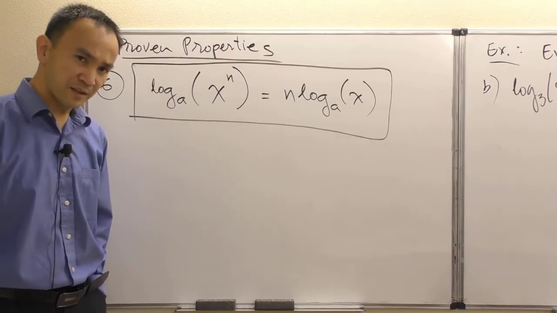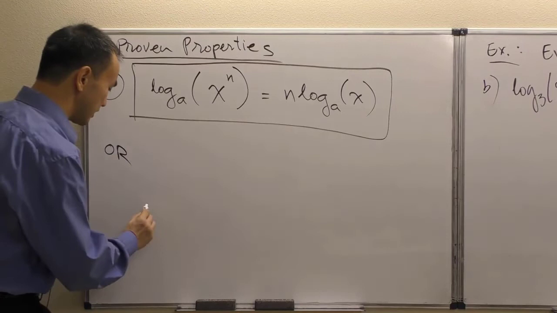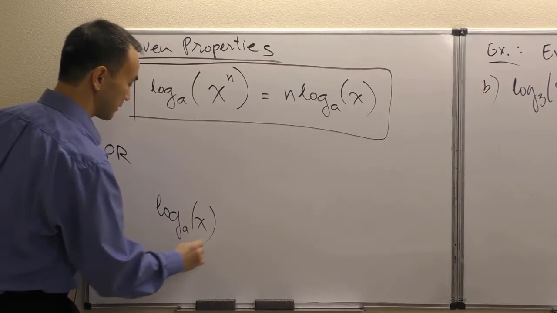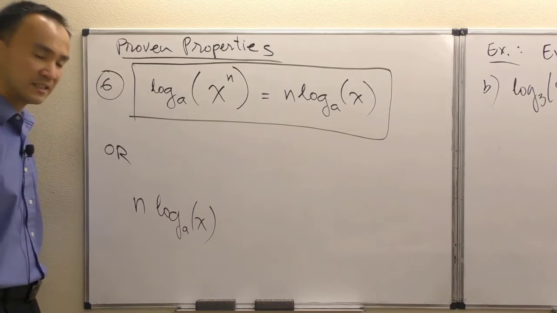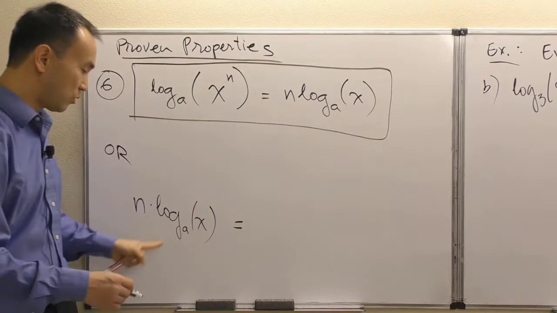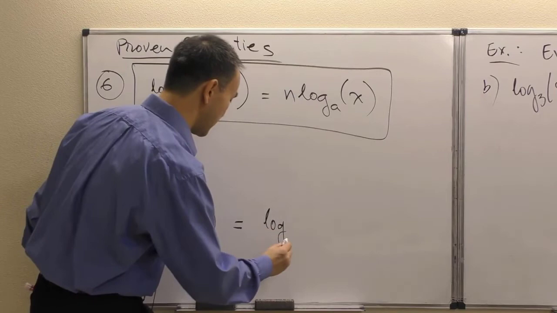There's also an alternative version. You can also think the other way around. If you have a log term with power 1, single log base A, but then we have a coefficient multiplier in front, this is proven to equal log base A of x to the n.